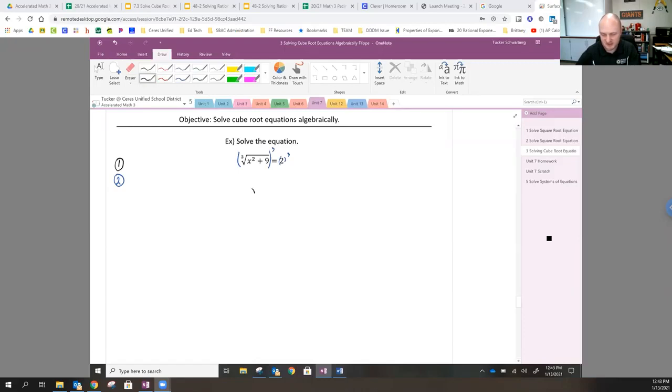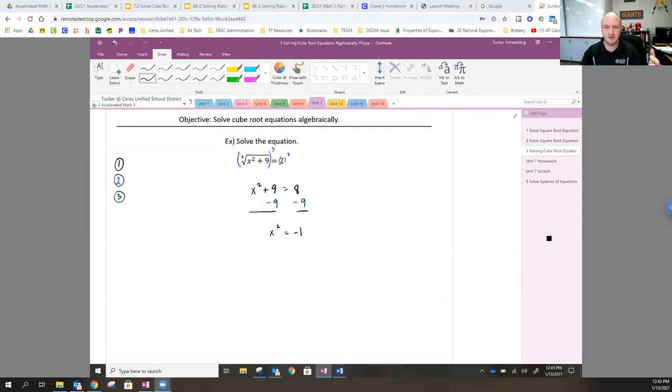So this gives us x squared plus 9 is equal to 8. Step 3, solve. I'm going to subtract 9 on each side, and we get x squared is equal to negative 1. Huh? X squared equal to negative 1?